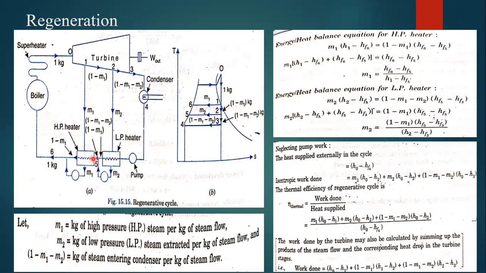So that's why it depends. The number of feed heaters depends upon the type of pressurized turbine we are going to use, right? That's what will decide the number of feed heaters. If there are two feed heaters, then we will call one a low pressure heater and the other a high pressure heater. That is what regeneration means.